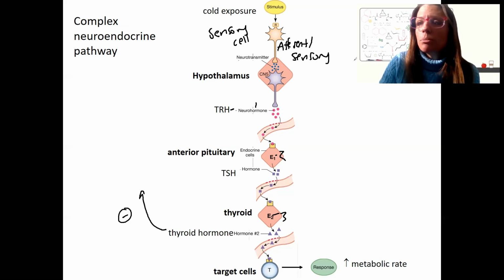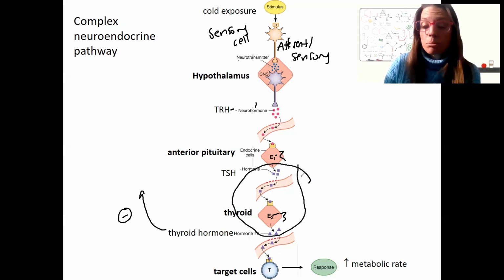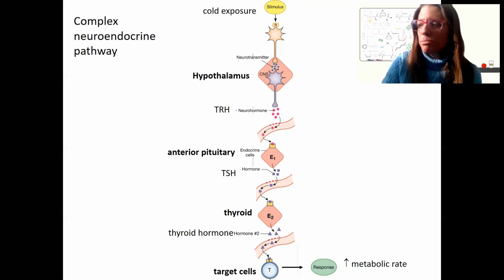Okay, so let's talk about, we've kind of done this pathway a bunch. Let's talk about, see, where are we? Right here, the production of thyroid hormones when TSH binds.